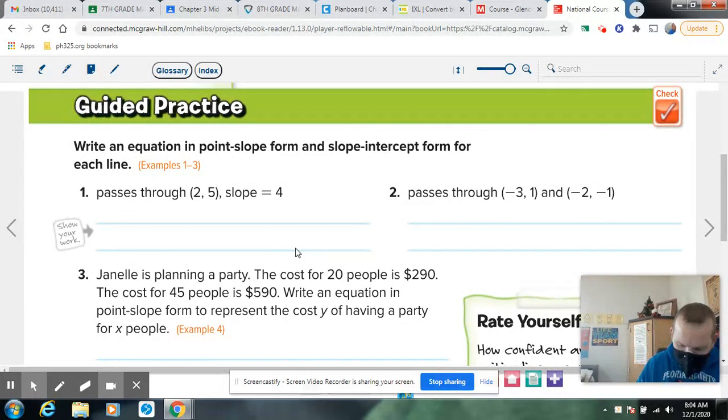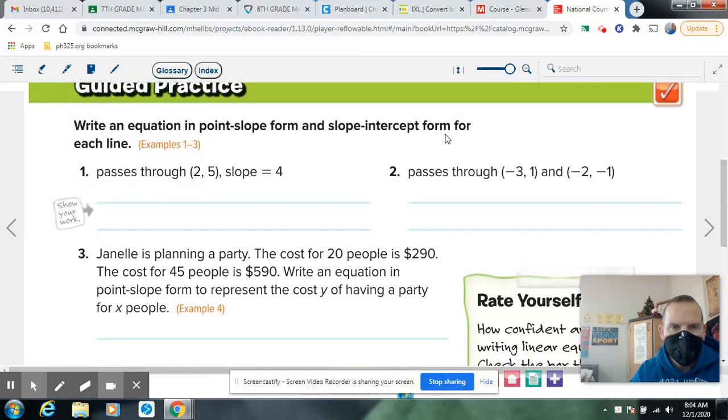All right, let me look at guided practice number 1. Write the equation in point slope and slope intercept form. So again, we have our two magic equations on our paper. There they are. Point slope, slope intercept. So y minus y1, oh, there it is, 5 equals m, which is my slope. So I put 4 parentheses x minus x1. There it is.